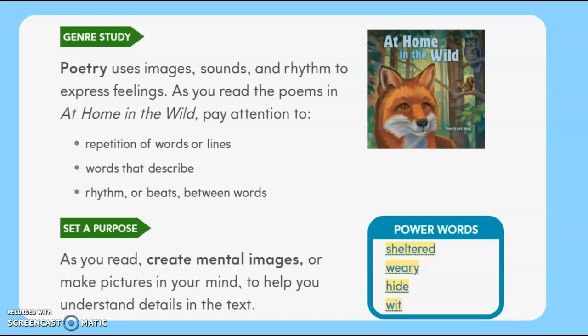At Home in the Wild is a poetry that uses images, sounds, and rhythm to express feelings. As we read, pay attention to the repetition of words or lines, words that describe, rhythm or beats between the words. Remember that we're working on creating mental images to make the pictures in our mind to better understand the details in the text. You will see some power words such as sheltered, weary, hide, and wit.